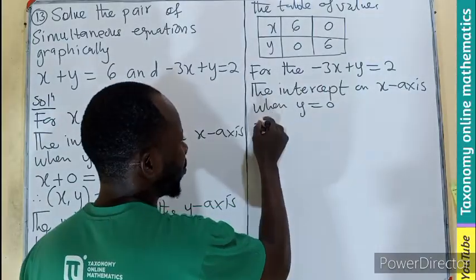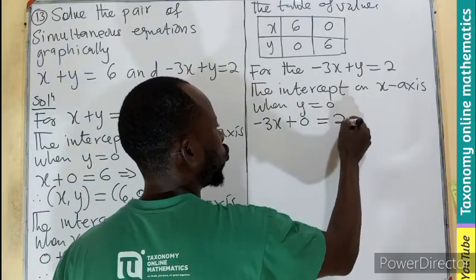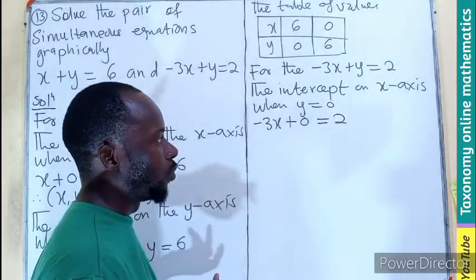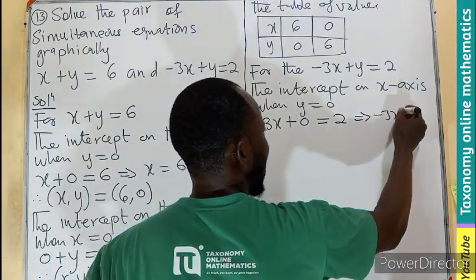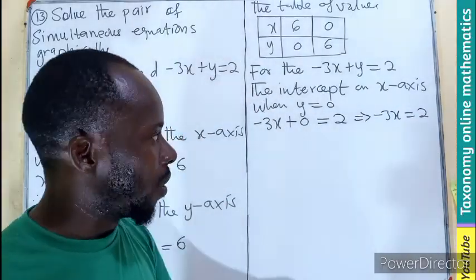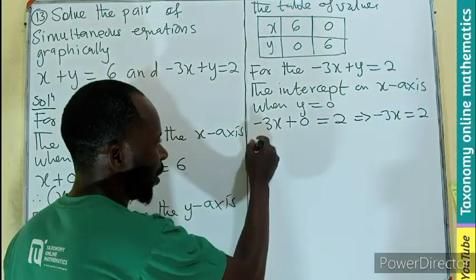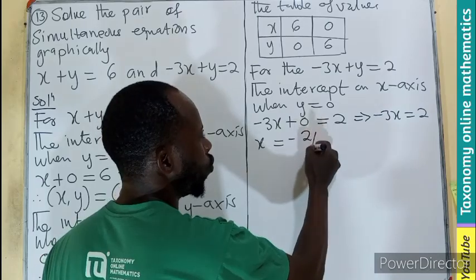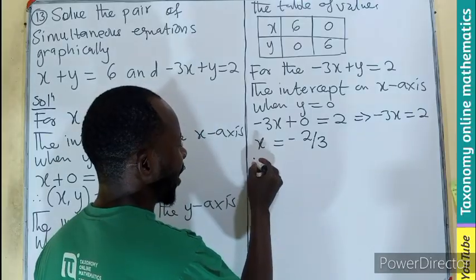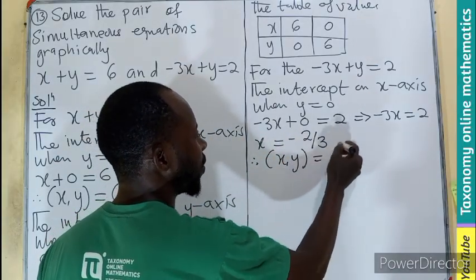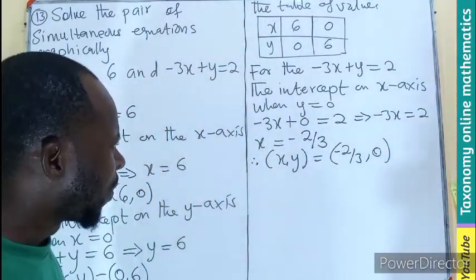So I'll have minus 3x plus 0 equals 2. What will be the next thing to do? Is to divide by the coefficient here. But let's just take it to be minus 3x equals 2. So now the 0 is gone. I can divide by the -3 on both sides, meaning your x will be -2 over 3. That's the value. Alright. So the x and y coordinate is going to be -2 over 3 and 0. Alright, we are on course, right?